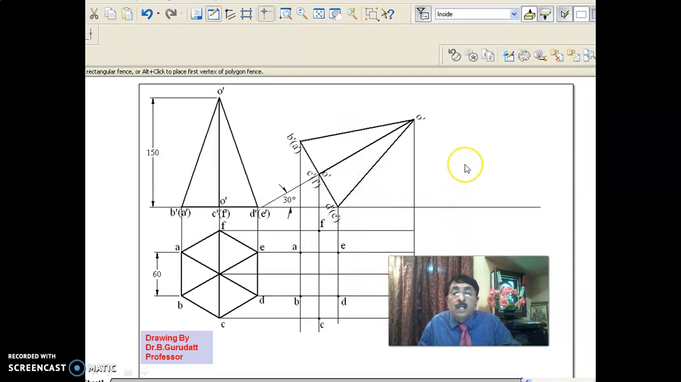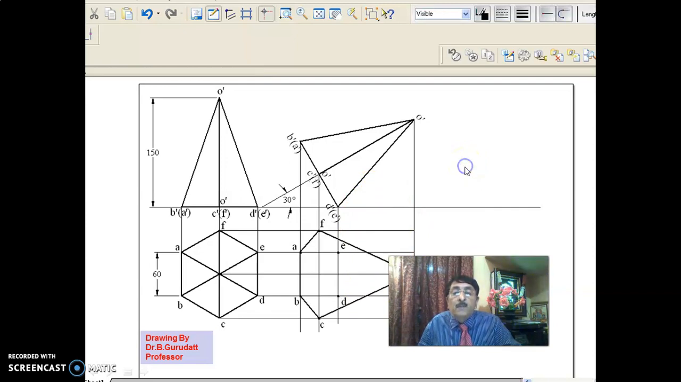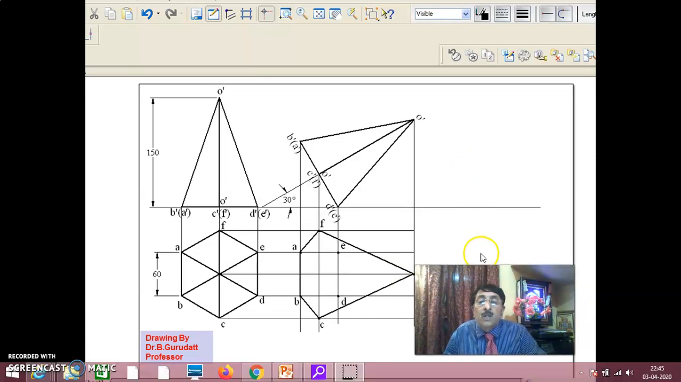Then, as I told you in the earlier steps, complete the outer boundary of these points. Once the first step is over, go to the second step. Compare apex with the base. Since apex is nearer than the base, the remaining edges of the base cannot be seen. Hence, EF, ED and DC, you make invisible.